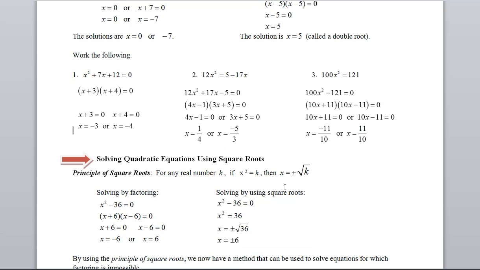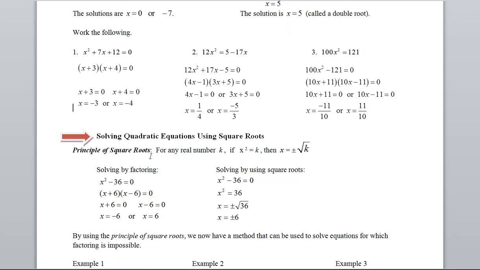Now the other one I was referring to in this particular video is solving quadratic equations using square roots. So the principle of square roots, for any real number k: if x squared is equal to k, or if I can get the equation to a point where I've got x squared or a quantity, say a parenthesis squared, then I can take the square root of both sides. Remember, when you take the square root of x squared, you get x. Also, you've got to remember this little plus or minus thingy. That comes in handy, because normally I end up with two roots, so please remember the plus or minus.